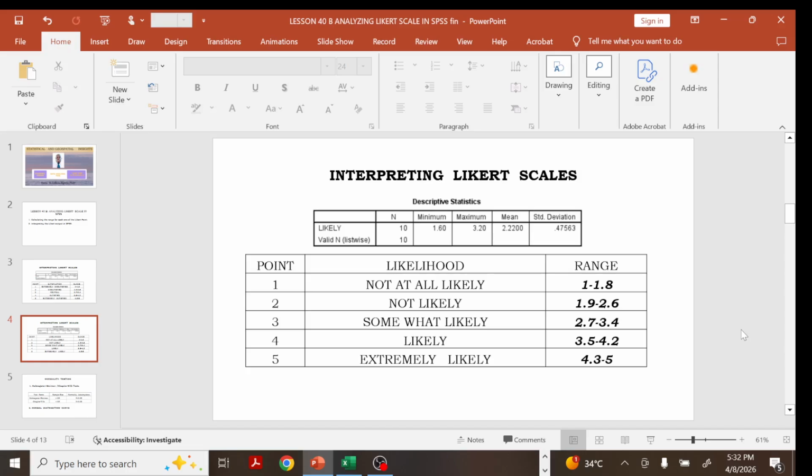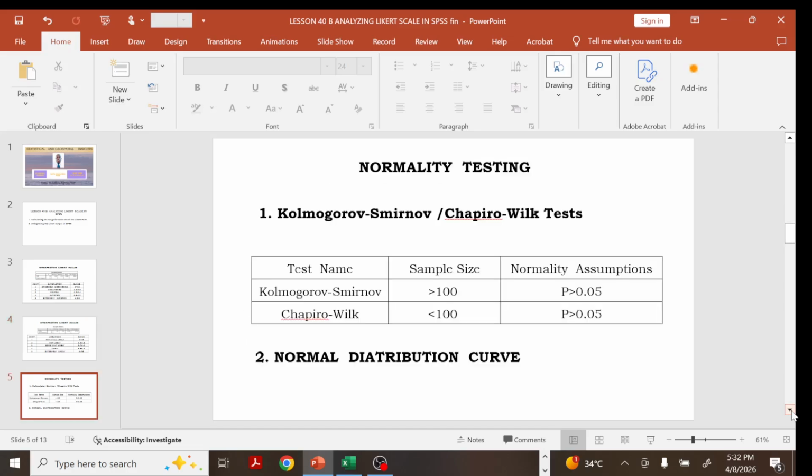Now we're going to use some parametric tests to analyze it. So first of all, before we use any test, let us know whether our data are normally distributed or not. To do this, we are going to look at a test of normality. There are two tests: one is called Kolmogorov-Smirnov and the other Shapiro-Wilk test.